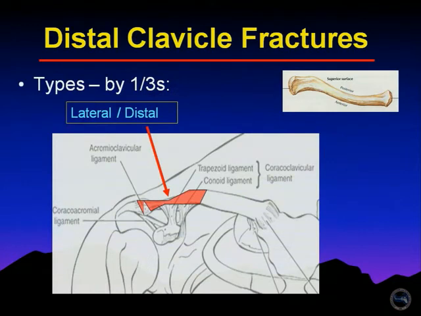The lateral third fractures are a little bit more common, and the important thing to recognize here is that the coracoclavicular ligaments are in this region, and they play a role in how you address these fractures.